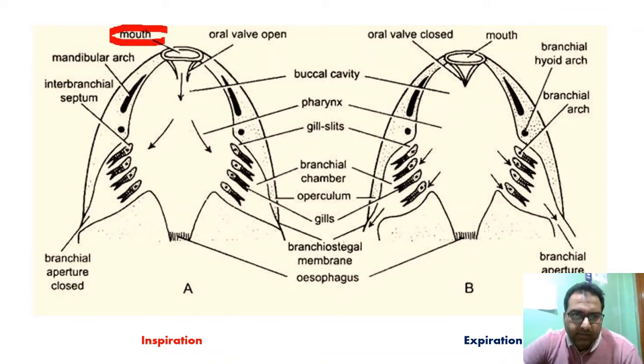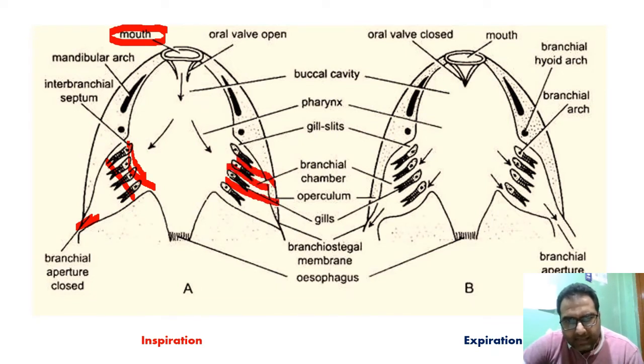Let us have a look at how this mouth opens and shuts. This is the mouth. This is the oral wall, and this is the mandibular arch. These are the gill rakers on this side. These are the gill filaments on this side, and this is the gill arch, and then this is the branchial aperture. This is guarded by a wall, and these gills are strengthened by the bone called the branchiostegal rays.